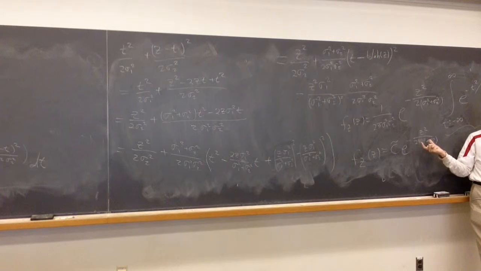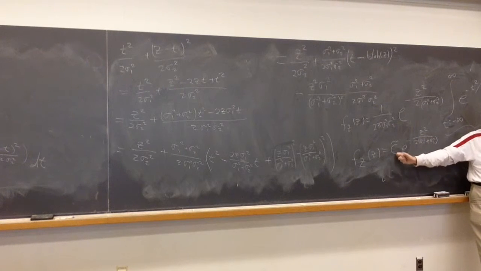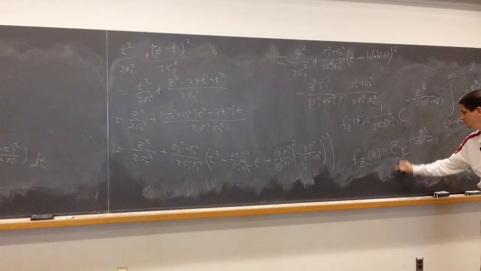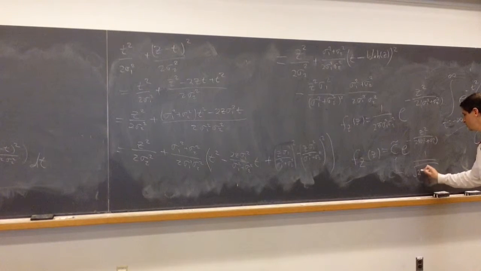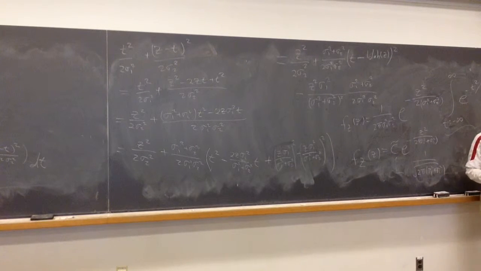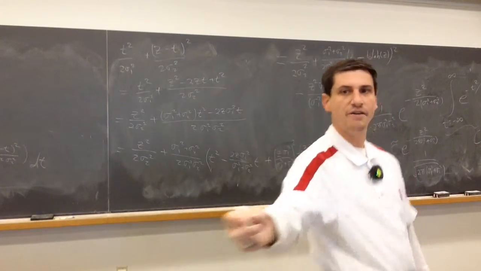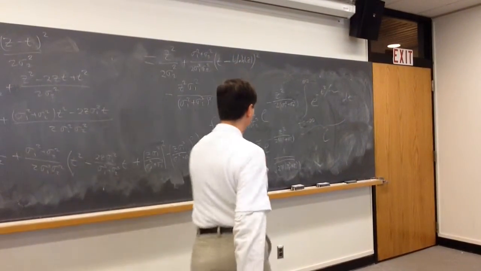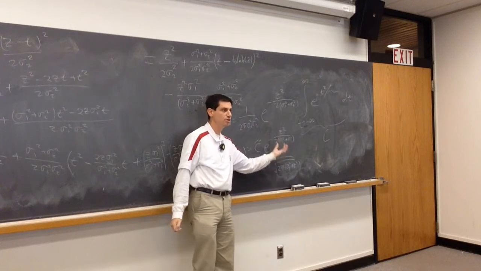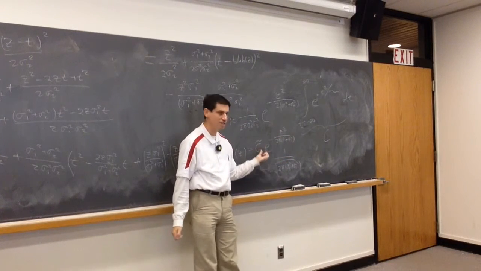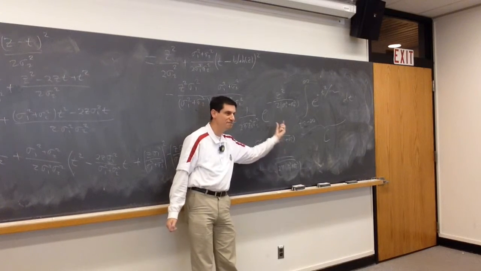What does this look like over here? This looks like a normal with mean 0 and variance sigma 1 squared plus sigma 2 squared. So we know the normalization constant for that has to be 1 over the square root of 2 pi sigma 1 squared plus sigma 2 squared. We could get this if we wanted by actually doing this t integral, seeing what comes out, and then combining that with this. But the great thing is that we don't have to do this. We actually get the result for free. This is a probability distribution. It must integrate to 1.